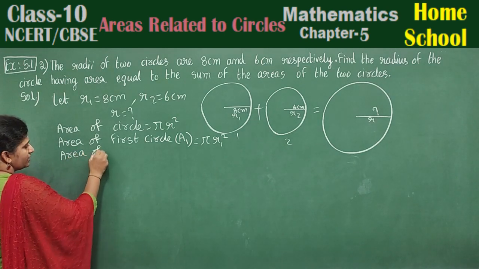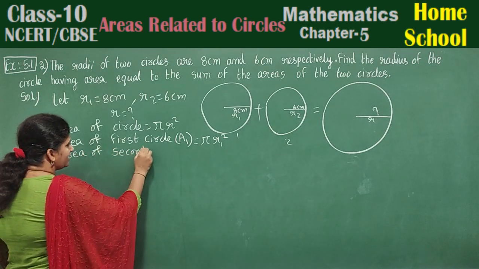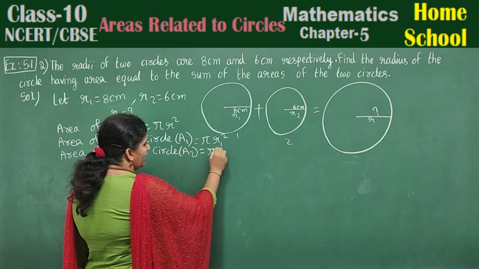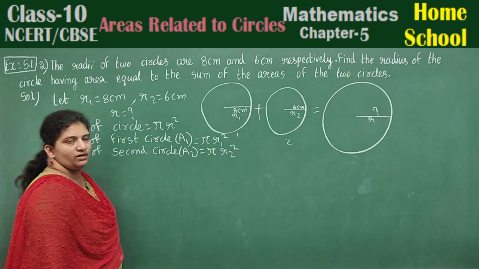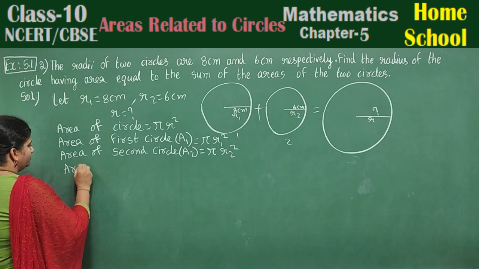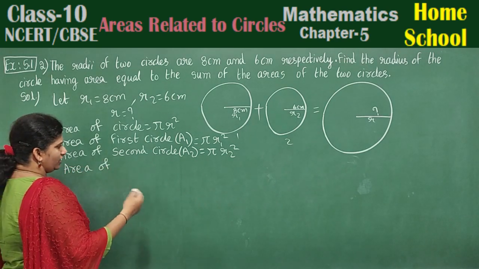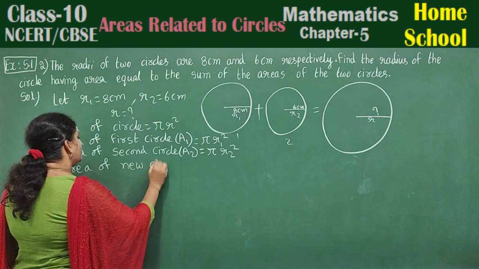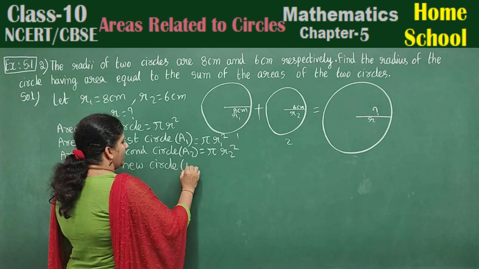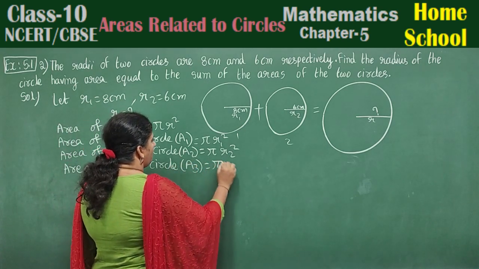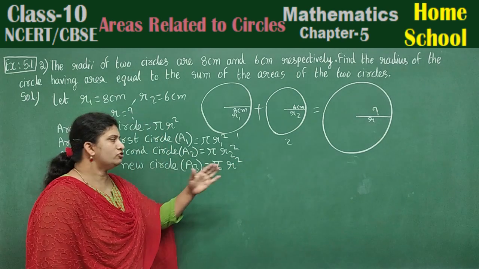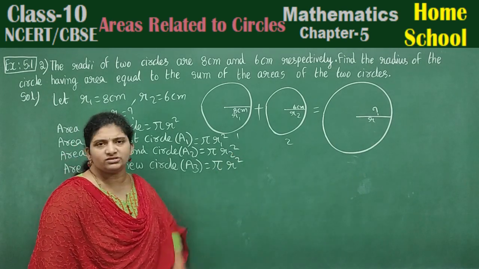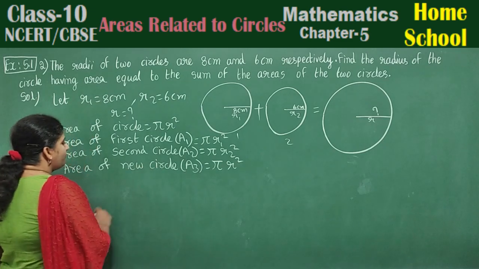Similarly, you can write for the other two circles. Area of the second circle, assume it as A2, that will be pi R2 square. Next, the area of the new circle, or third circle. A3 is equal to pi R square. For the new circle I have taken A3, and for the radius only R. If you want, you can take R3 also. There is nothing wrong in it. Okay, frame the formula here.